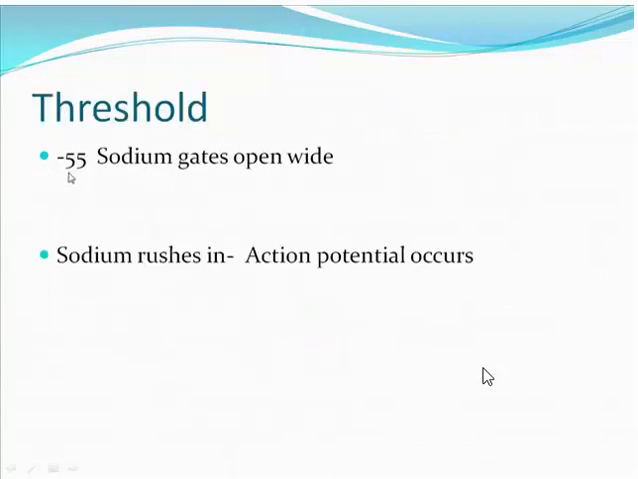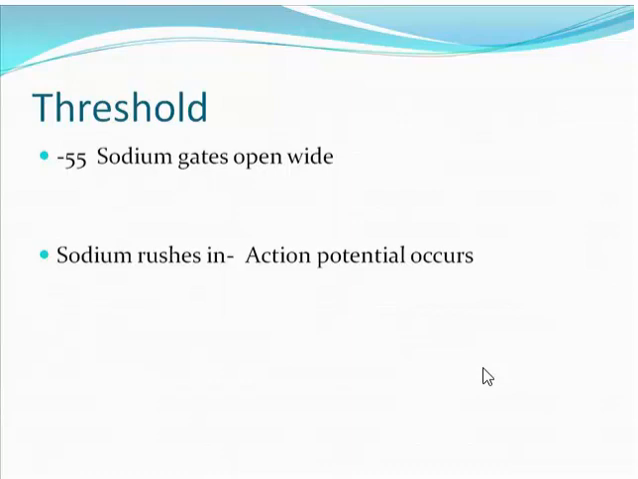threshold. Threshold is 15 millivolts from the resting potential. So in our example, it's -55, because -70 plus 15, getting more positive, would be -55. Threshold -55 is when enough sodium has come in that the inside of the neuron is not -70 anymore, it's gone all the way to -55. Then those voltage activated gates open wide.